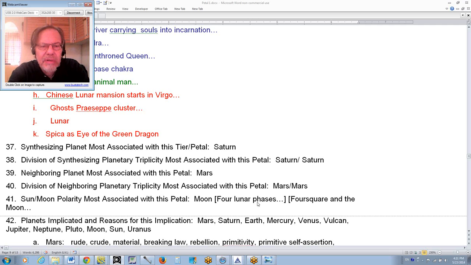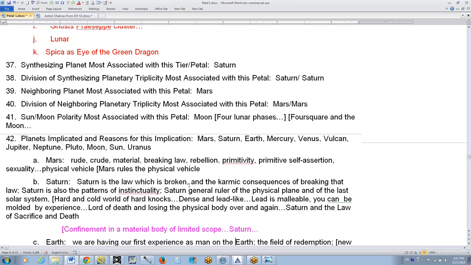Planets implicated and reasons for their implication. Looks like we've got them all. Mars, Saturn, Earth, Mercury, Venus, Vulcan, Jupiter, Neptune, Pluto, Moon, Sun, Uranus. All of them. Have I left something out? Even Vulcan is in the picture. Well, there are new planets being discovered, and they have their pushes and pulls. But I think what's going to be said here will make some sense.